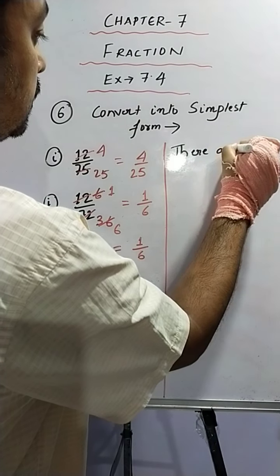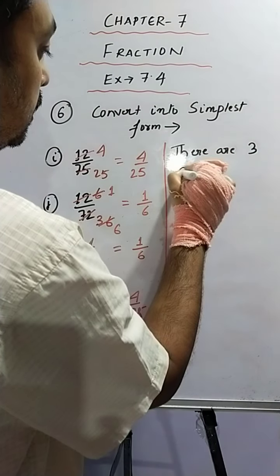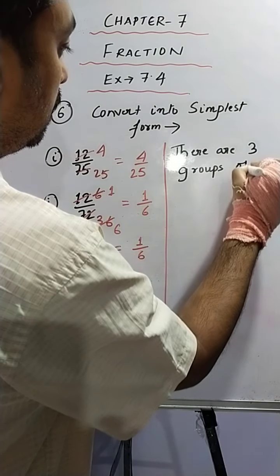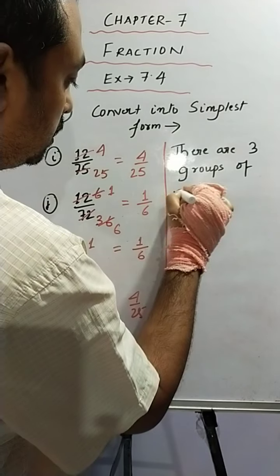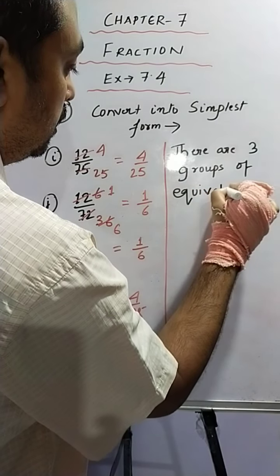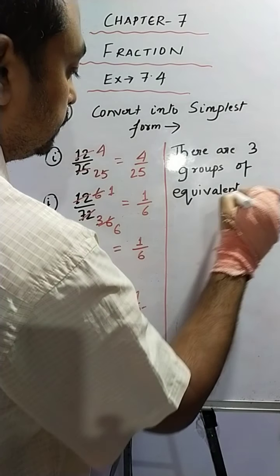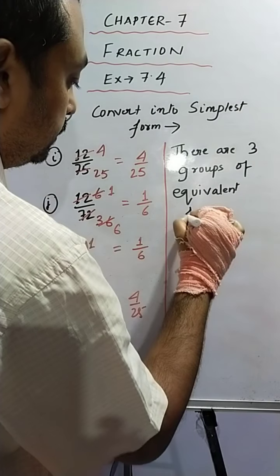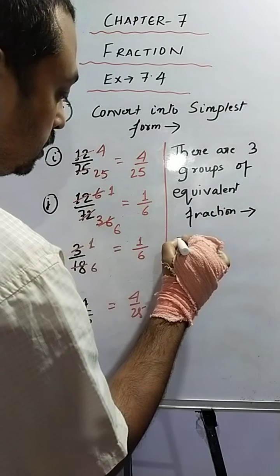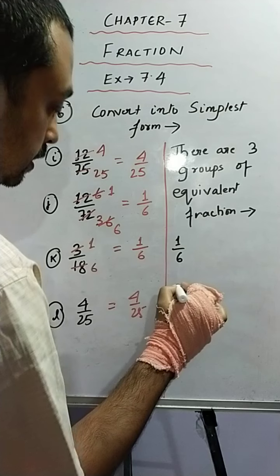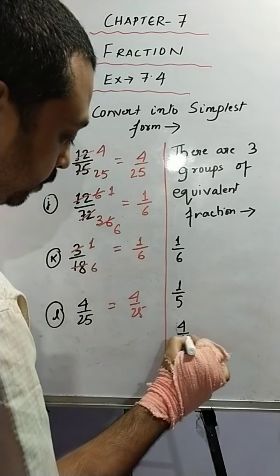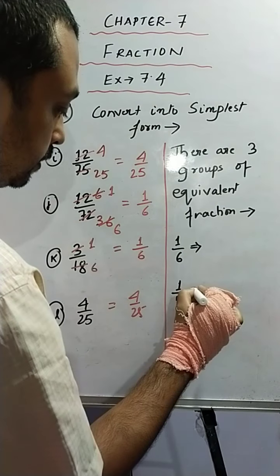There are three groups of equivalent fractions. Okay, and what are those? 1 by 6, 1 by 5, or 4 by 25, isn't it?